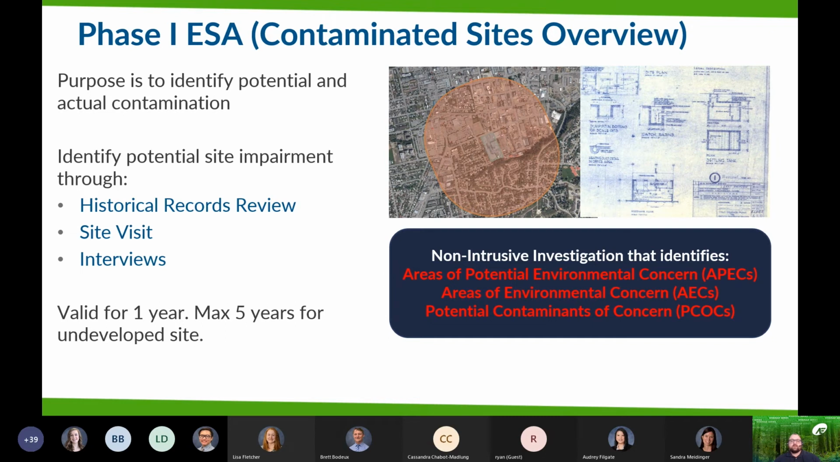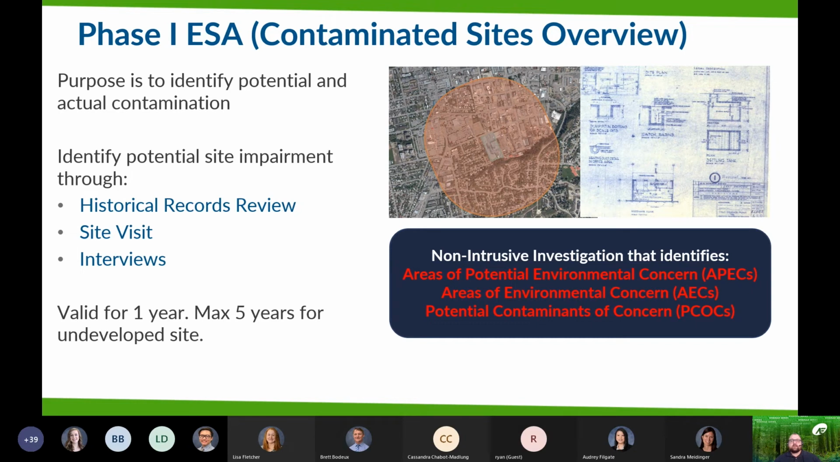Therefore, either a modified Phase 1 ESA or Contaminated Sites Overview may be conducted that removes some database searches and interviews that may not be applicable or feasible to conduct. These initial assessments do not have any sampling involved. They're only for identifying potential and known areas of concern and potential contaminants such as hydrocarbons, salts, or metals.